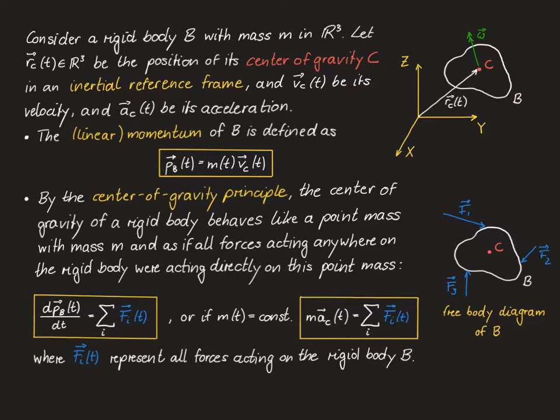Hence, we have that the time derivative of the momentum of the rigid body is equal to the sum of all forces acting anywhere on the rigid body. And in case the mass of the rigid body is constant, we have that the mass times the acceleration of the center of gravity of the rigid body is equal to the sum of all forces acting on the rigid body.